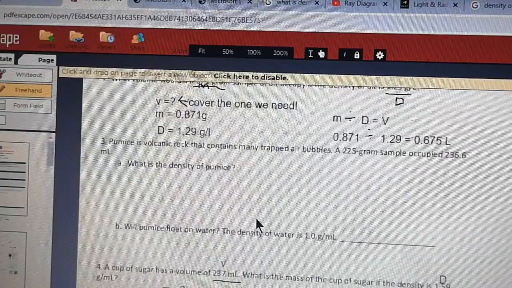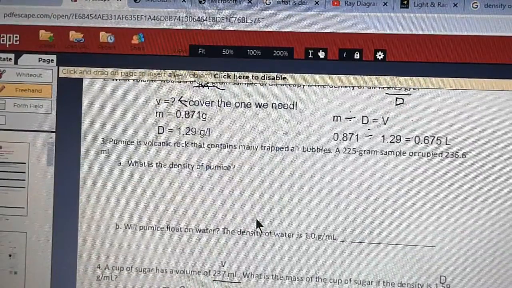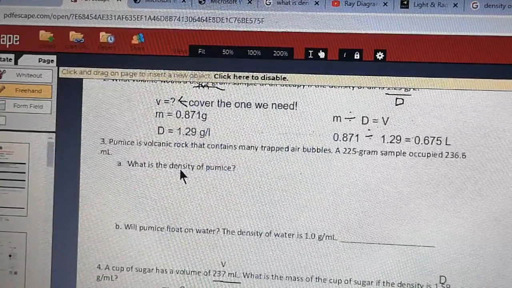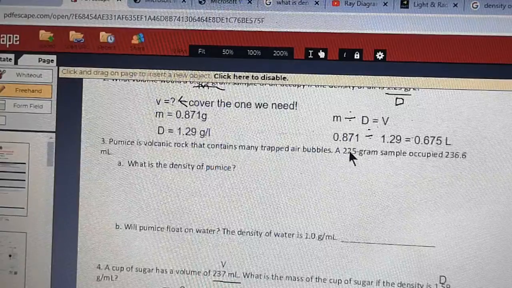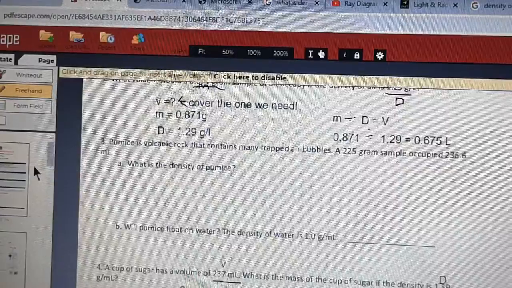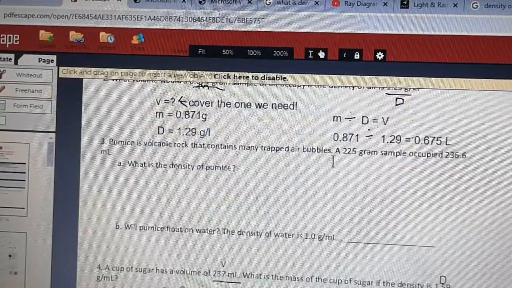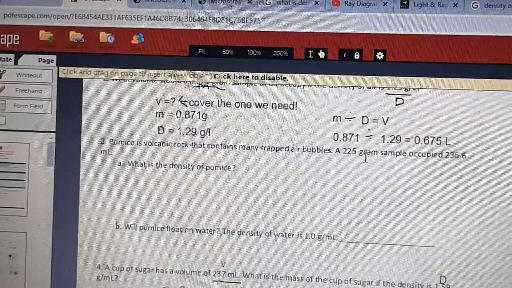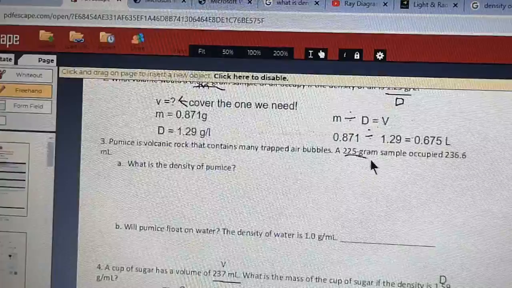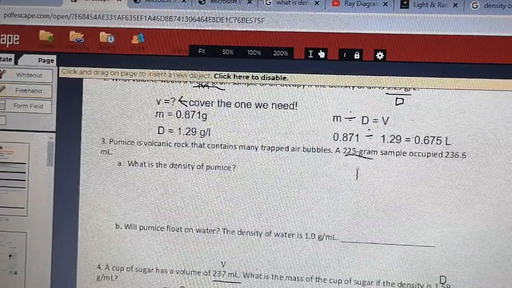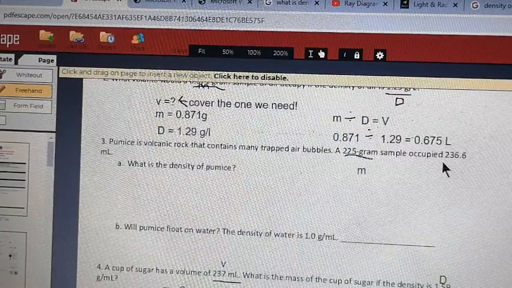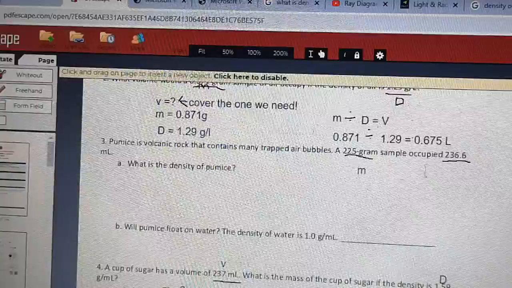Good luck with those. I've not gone through question 3. That's the only one I haven't gone through. Now, part A is the same as question 1. We're finding density again, so we just divide the mass by the volume. And we'll just highlight which is the mass and the volume here because it doesn't say that it's mass. You have to know that the grams relates to the mass. So here, I'll just tell you the step: 225 is the mass, and 236.6 is the V.